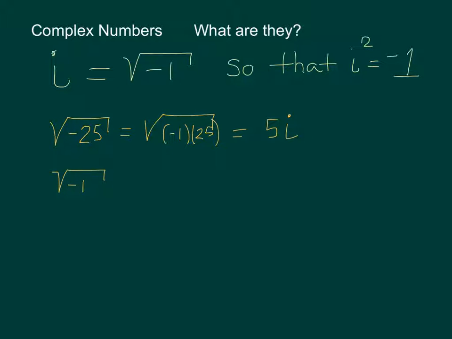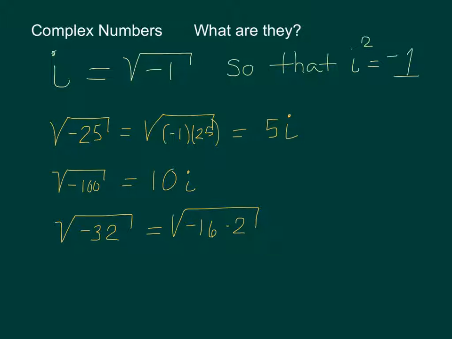Similarly, the square root of -100, 10i. The square root of -32 we might want to think of as -16 times 2, or 4i, that's the square root of -16 times the square root of 2. So this is how we use imaginary numbers.